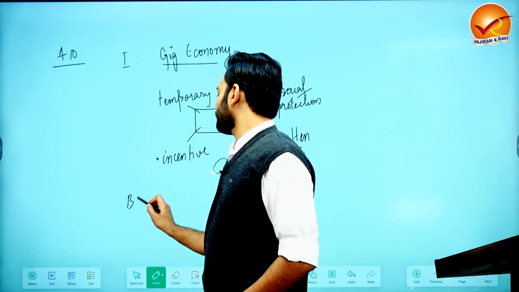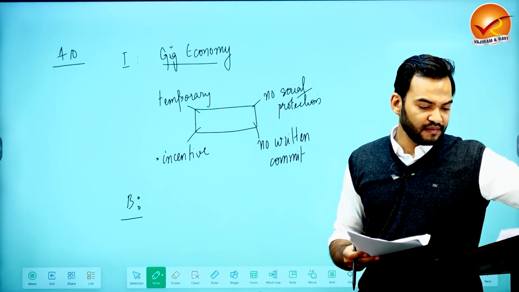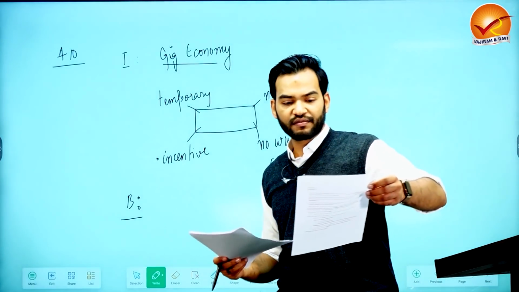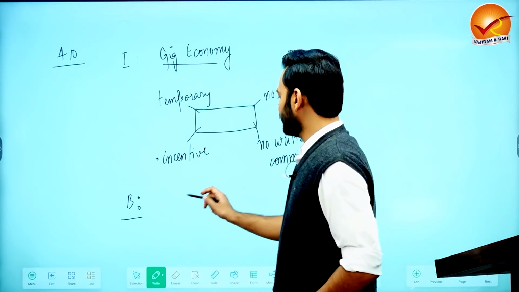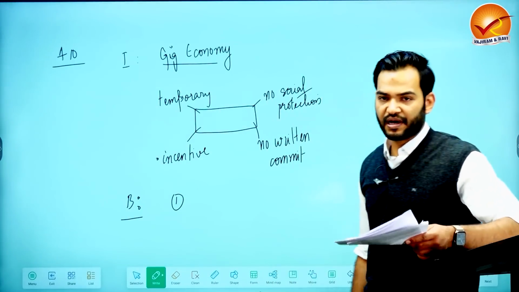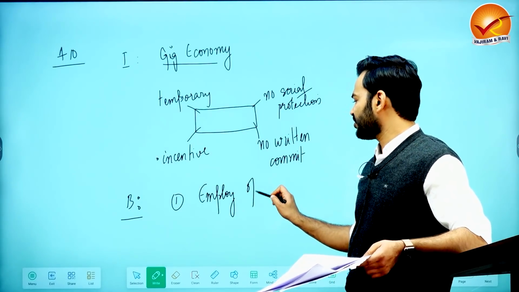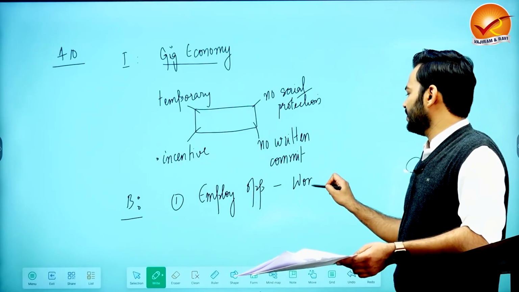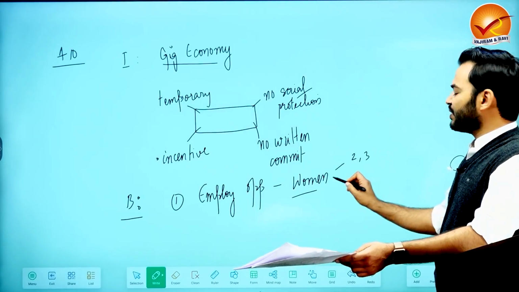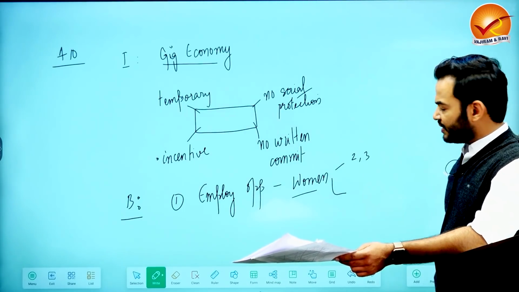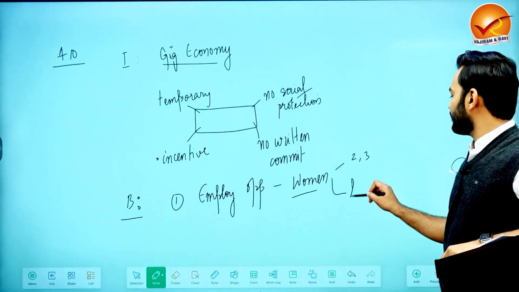Then come to the body. Body is again very simple. In the body you will approach the question by saying: examine the role of gig economy in the process of empowerment of women. How has it empowered women? So the first point we can write is women empowerment. It has created employment opportunities for women, especially in tier 2 and tier 3 cities, and for women working from home.